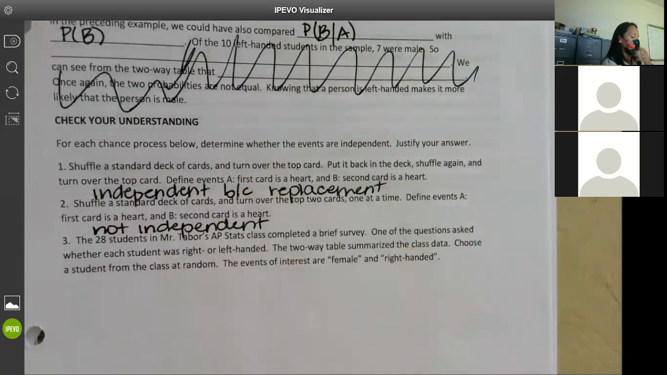So what we just did in our example. The 28 students in Mr. Tabor's AP Stats class completed a brief survey. One of the questions asked whether each student was right or left-handed. The two-way table summarized the class data. Choose a student from the class at random. The events of interest are female and right-handed.